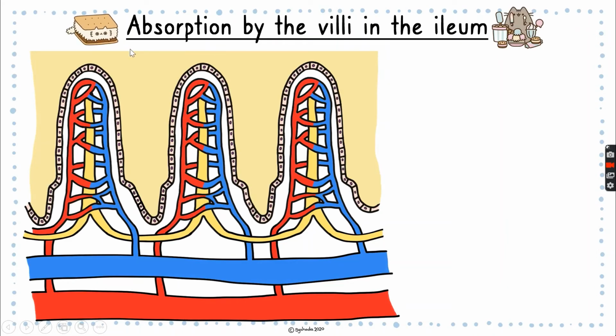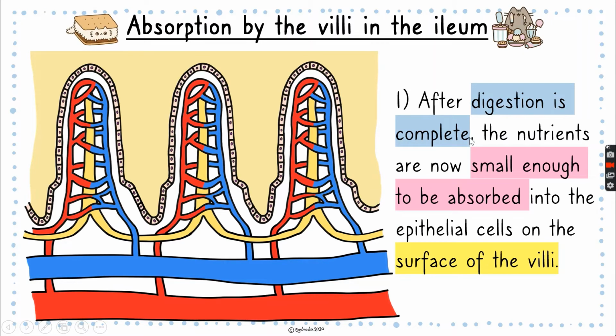Okay, so now let's focus on the absorption part of the villi that can be found in the ileum. After digestion is complete, the nutrients are now small enough to be absorbed into the epithelial cells that are found here on the surface of the villi.